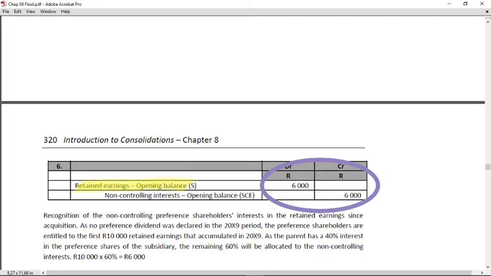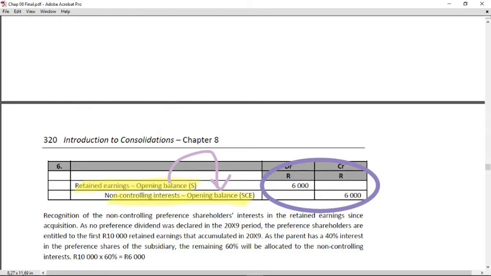It's for the 6,000 Rand, and it's exactly the same journal entry. Debit the retained earnings opening balance of S, credit non-controlling interests, again moving out of retained earnings an amount to NCI. So at this point, your NCI balance will comprise the two at-acquisition measurement amounts, plus the 33,000 for the ordinary shares, plus the 6,000 Rand for the preference shares.